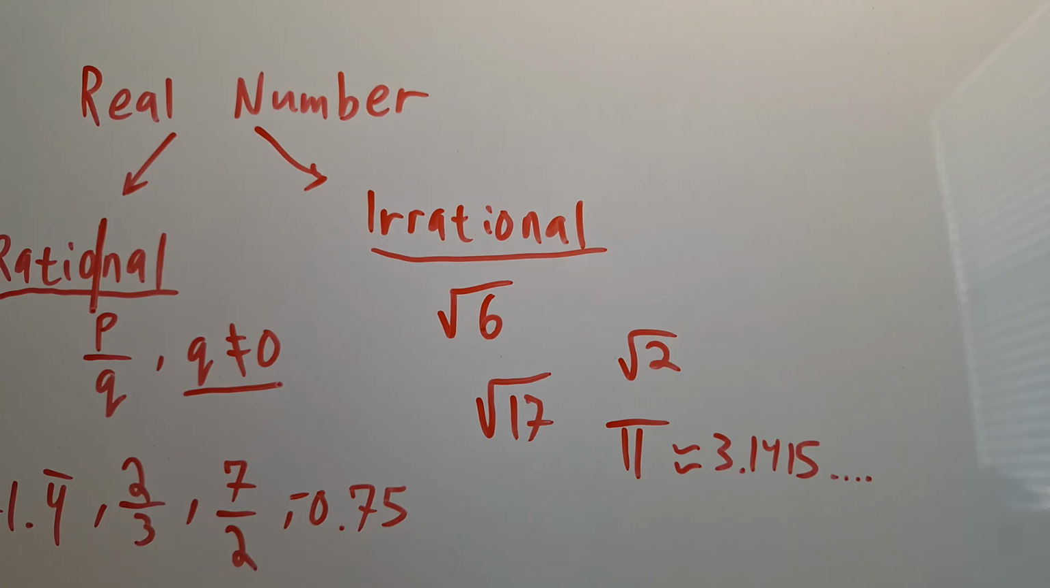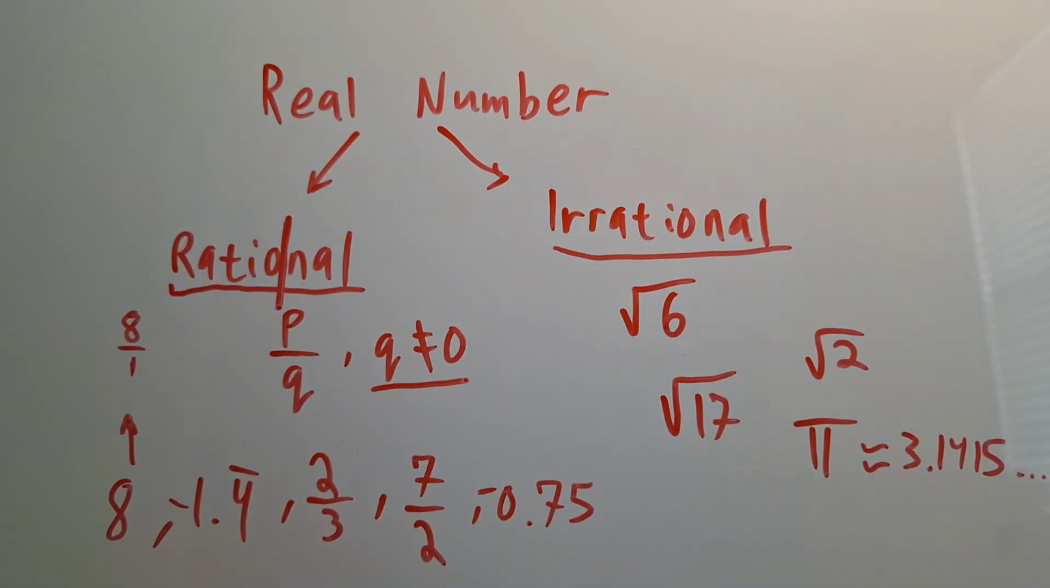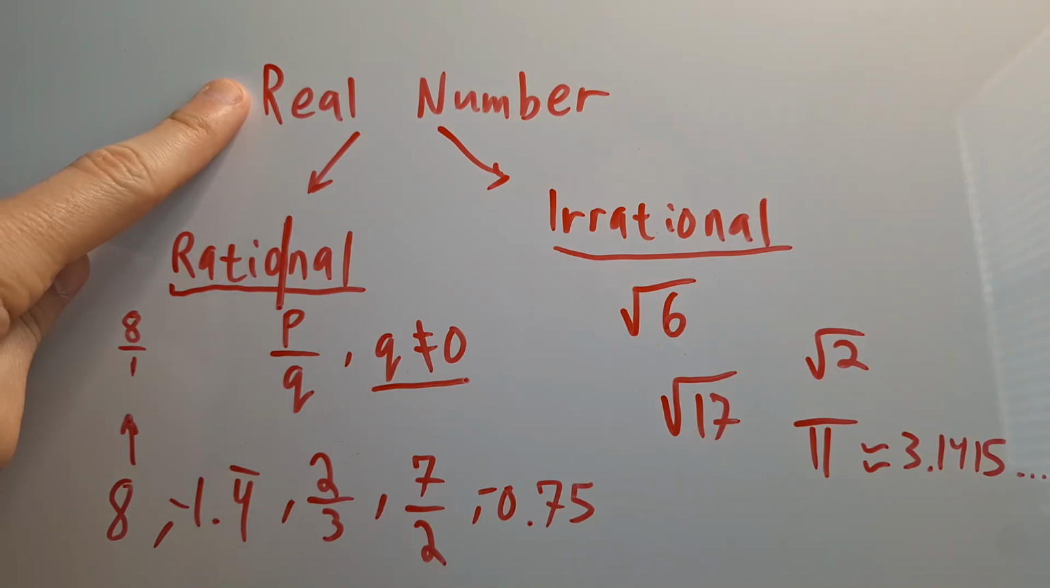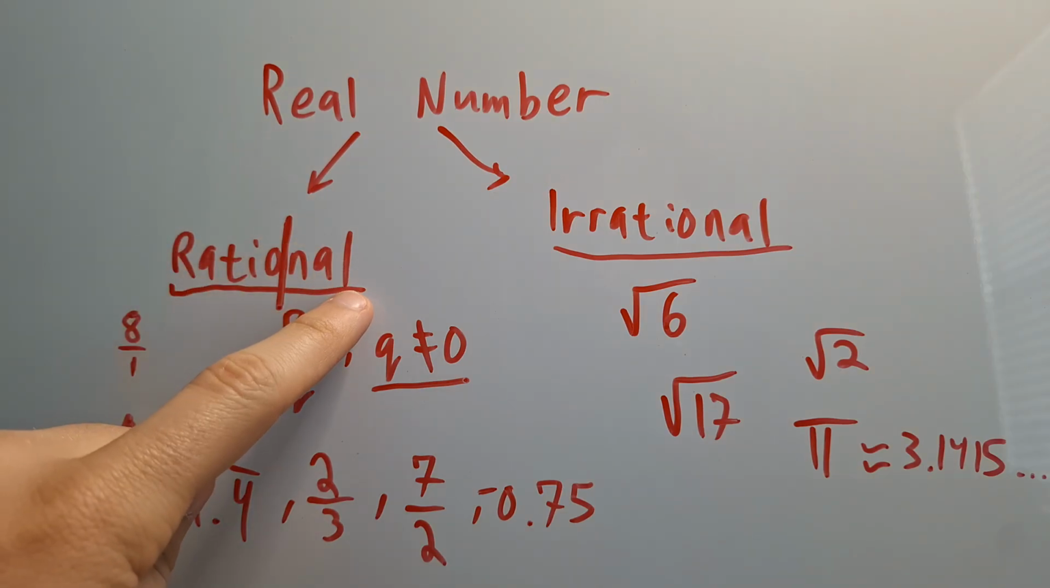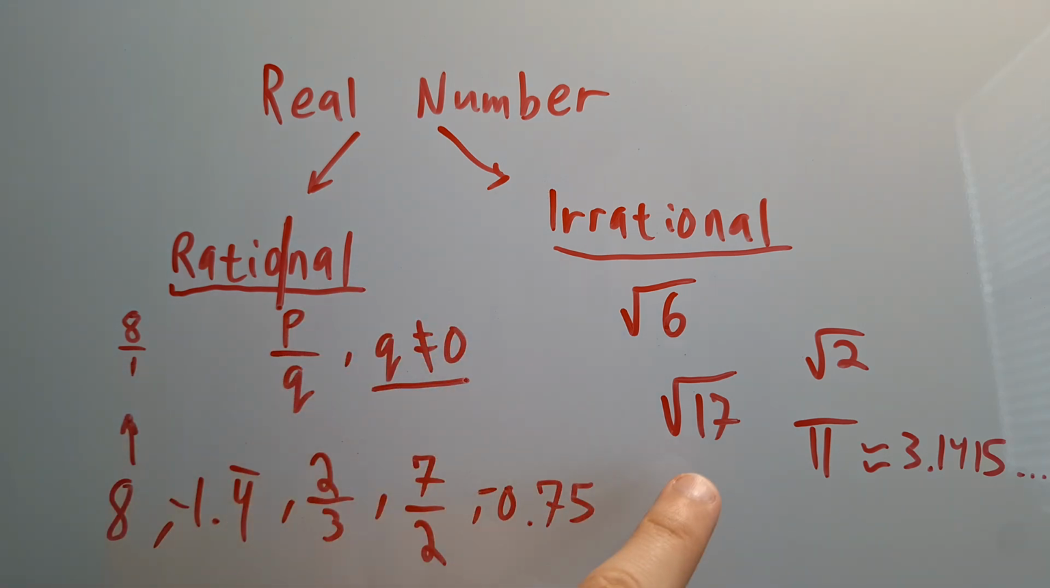So this takes care of rational and irrational numbers. Every single number that we deal with in mathematics is a real number, and those numbers are either rational or irrational, and this is the difference between the two of them.